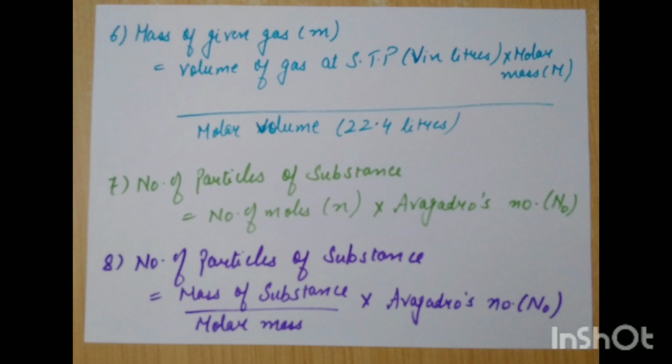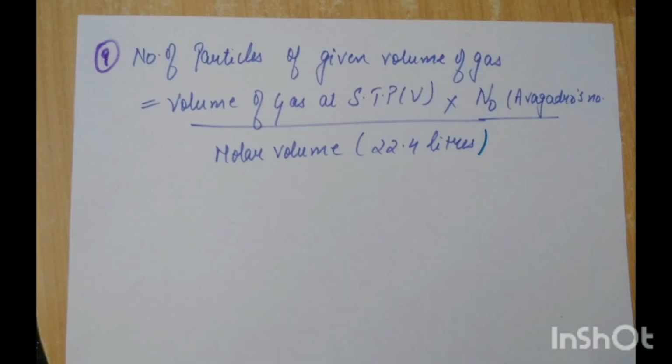Number of particles of substance can also be calculated by number of moles, small n, into Avogadro's number, N naught. Number of particles of substance can also be calculated by mass of substance divided by molar mass, into Avogadro's number, that is N naught. Number of particles in a given volume of gas can also be calculated by volume of gas at STP into Avogadro's number, divided by the molar volume, that is 22.4 liters.